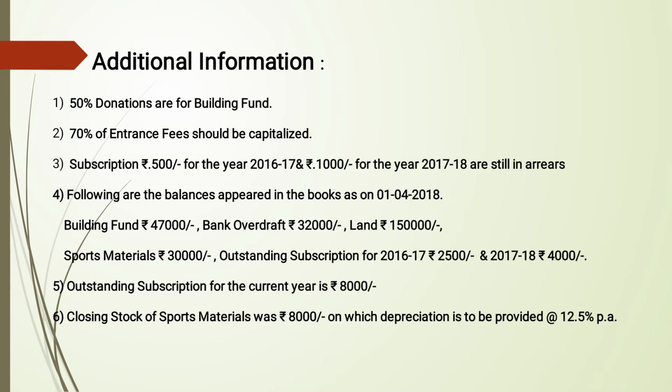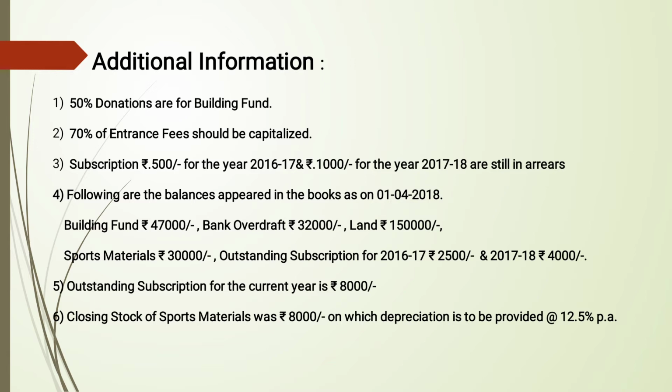Following are the balances appeared in the books as on 1st April 2018. These are the opening balances. Building fund is rupees 47,000, bank overdraft is rupees 32,000, land rupees 1,50,000, sports material rupees 30,000, outstanding subscription for 2016-17 2,500 and 2017-18 rupees 4,000. Again the adjustment on subscription. So in front of the subscription again you have to write the adjustment number 4.